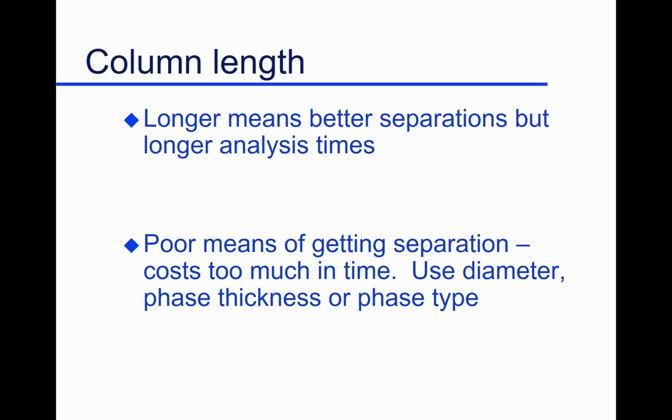The problem with length of the column as a means of improving separation is that if I make my column twice as long, 30 meters instead of 15, it takes me twice as long to do my analysis. And my improved separation, it takes me twice as long, but I only get 1.414 times better separation. It's the square root of the increase in length. So I double the length, double my analysis time, I get 1.414 times better separation. It's a poor way to get separation.